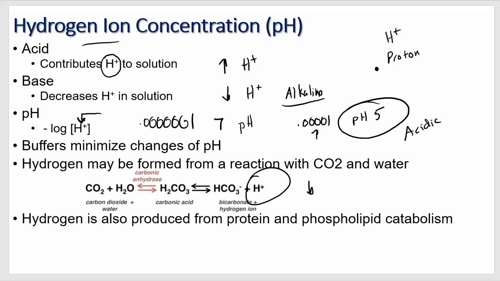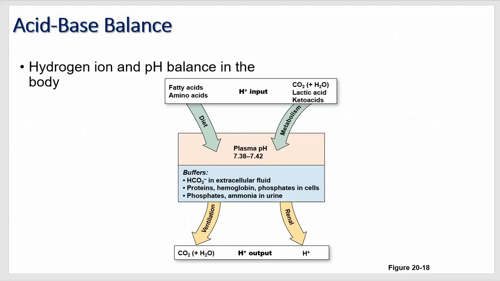Okay, so hydrogen is also produced from protein and phospholipid catabolism. Lots of things can cause hydrogen to be excreted out. So we're going to run into some others of those. In fact, we could talk about them here. So hydrogen ion and pH balance in the body is what we're trying to maintain.